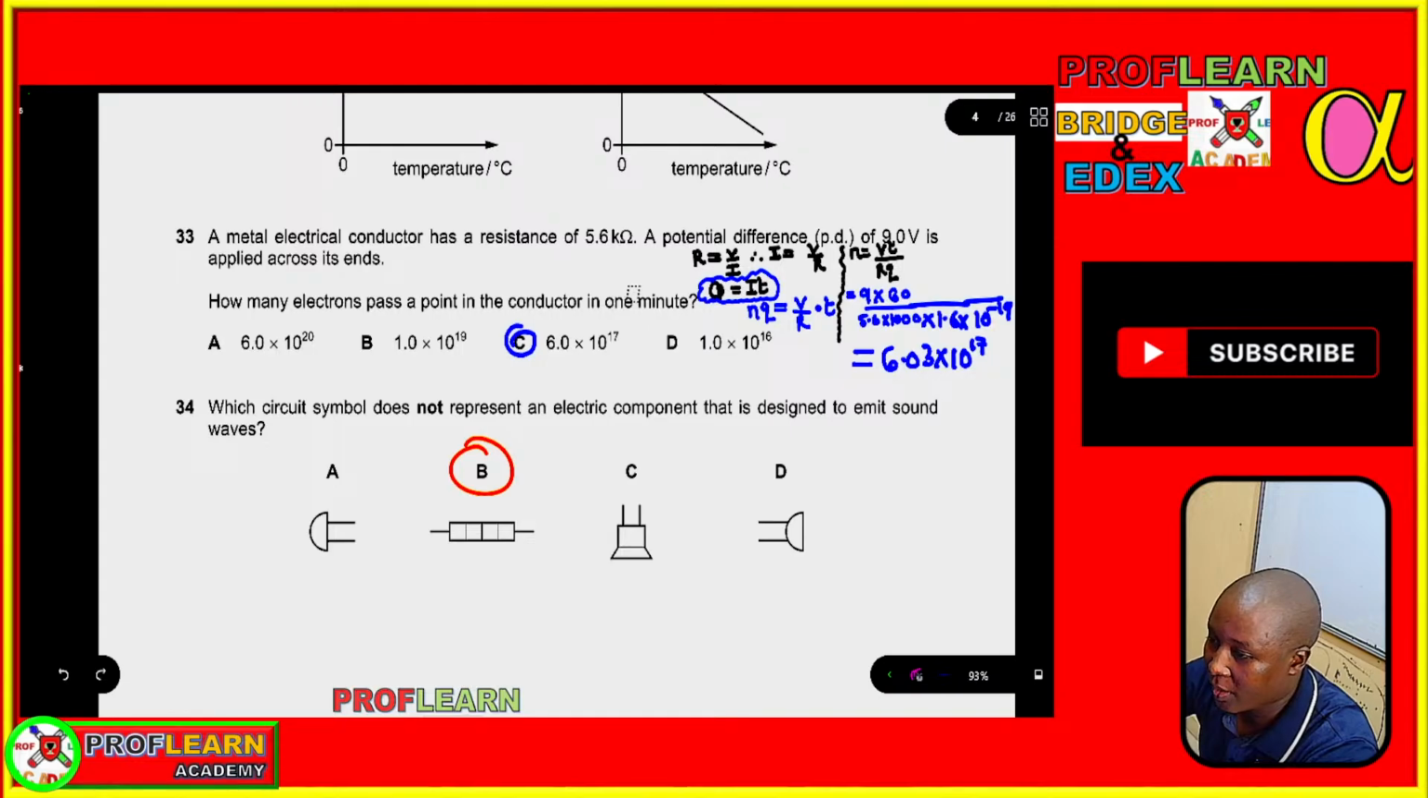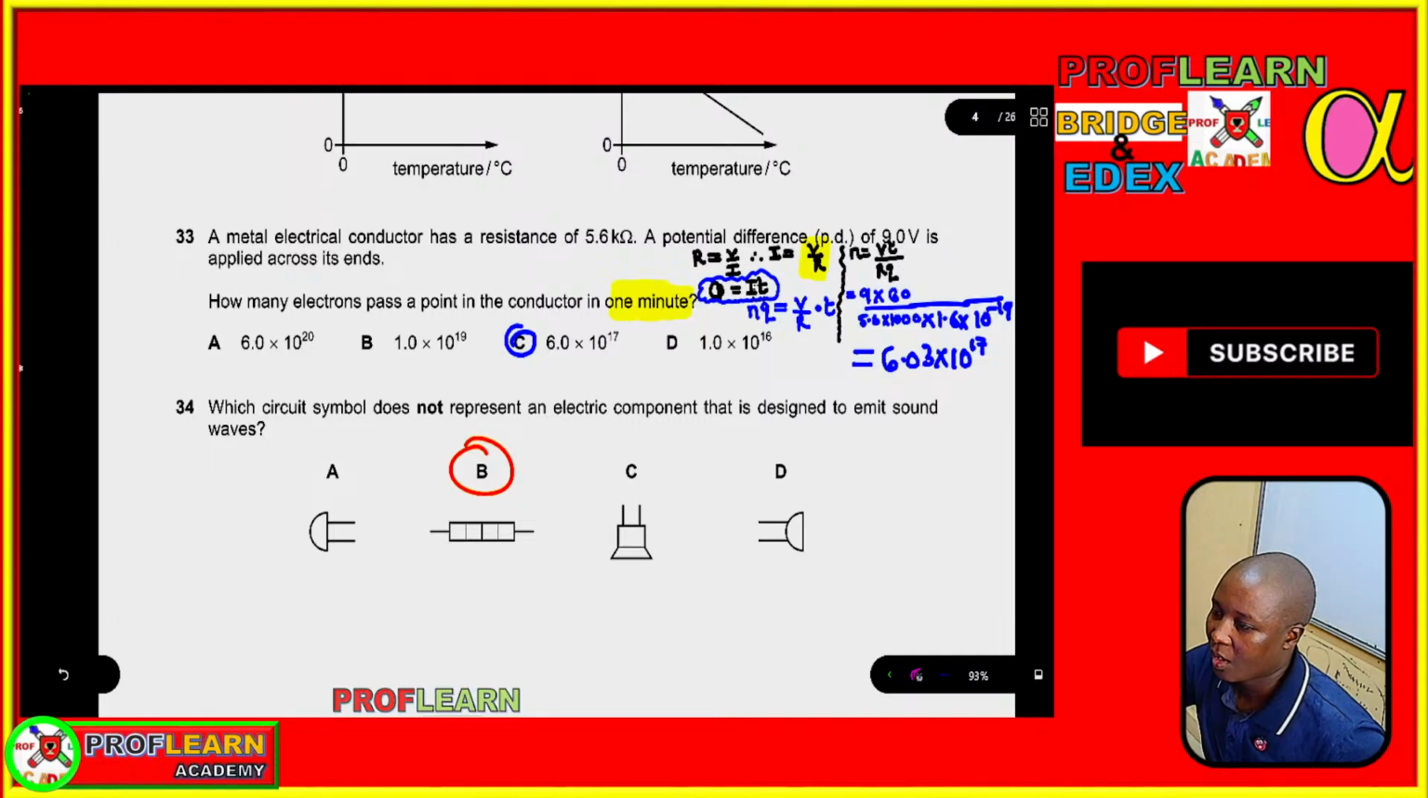Here we are told the duration is actually 1 minute, which is a good thing. Something that we need to remember is that resistance is equal to V over I, because we are given resistance here. Then current is V over R. So we are going to use current equals V over R. And at the same time, we know that charge is equal to I times t.